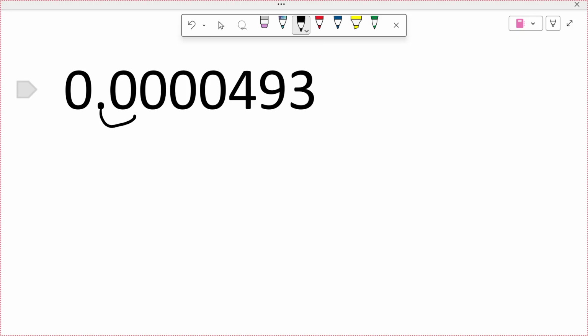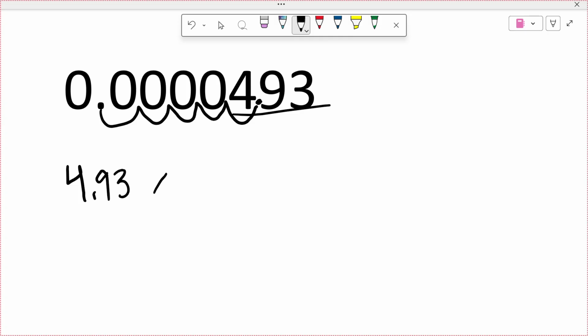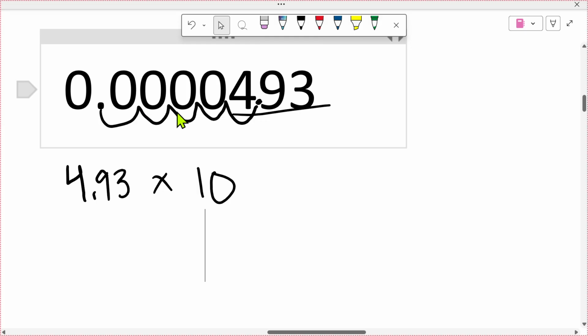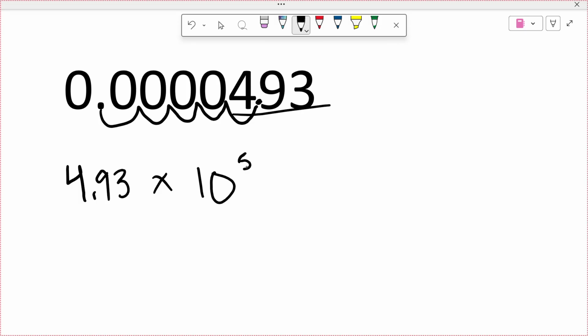So again, move the decimal until you have a number between 1 and 10. So I'm going to drop it off right here. Now I have 4.93, so I write down 4.93 times 10. How many times did I move the decimal? I moved it 1, 2, 3, 4, 5 times. But again, I wasn't actually multiplying by 10 to the 5 because that would make a number bigger. I was multiplying by 1/10, so I need to put that in negative there.